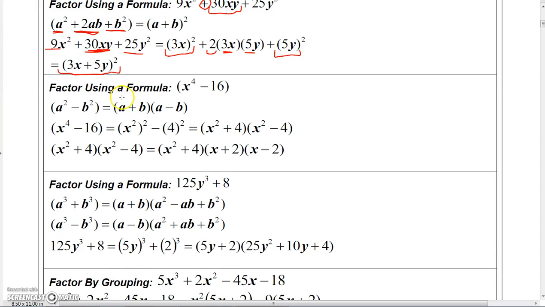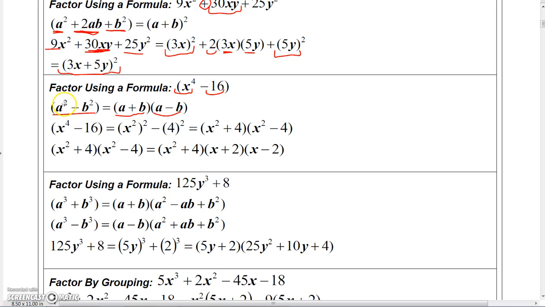Okay. Now, another formula that we can use is called difference of squares. So anytime you have a perfect square, like here, x to the fourth is a perfect square, minus a perfect square, then you can factor that in a formula called difference of squares. And that works like this. If you have a squared minus b squared, well, that factors into a plus b times a minus b. And you can do the a minus b first. Doesn't really matter which order.